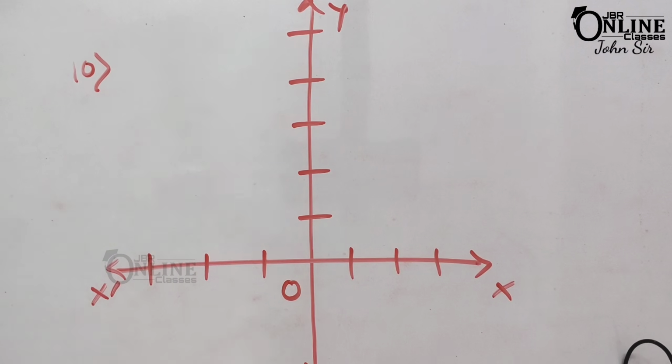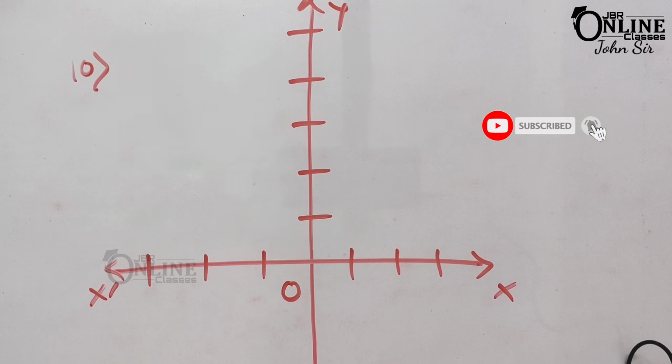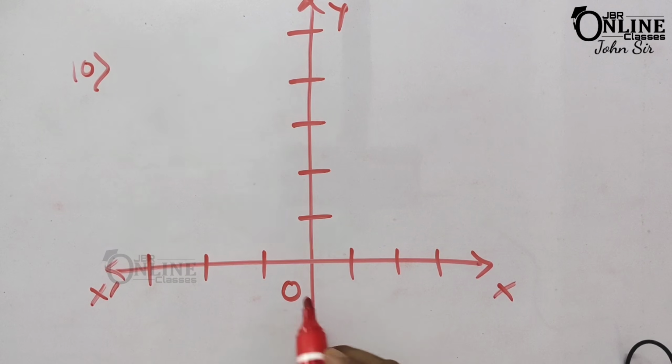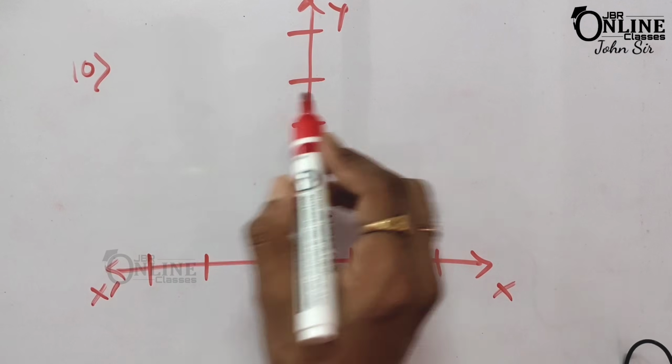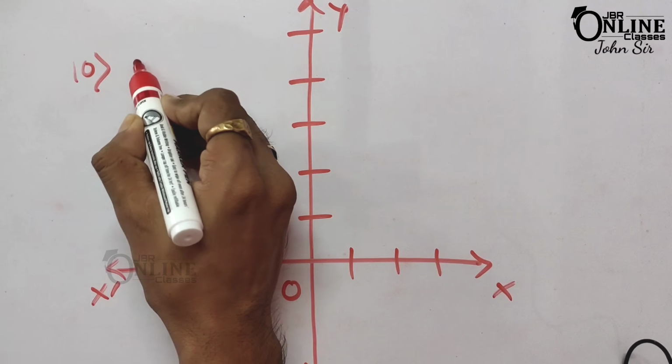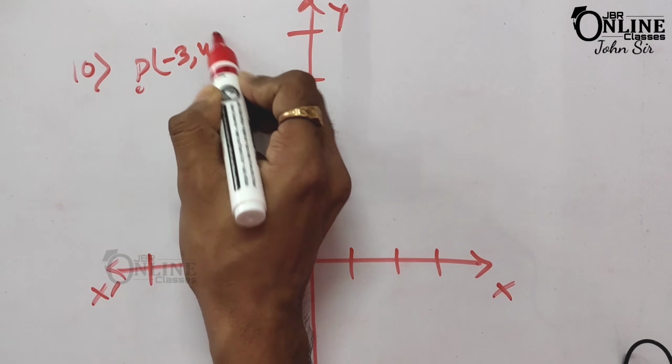Now sum number 10, and this is the last sum for this video. So plot the point minus 3 and 4. So minus 3 means here 1, 2 and 3, that is minus 3, and then 4, that means 1, 2, 3, 4, so that point. So that is the point P, that is minus 3 and 4.